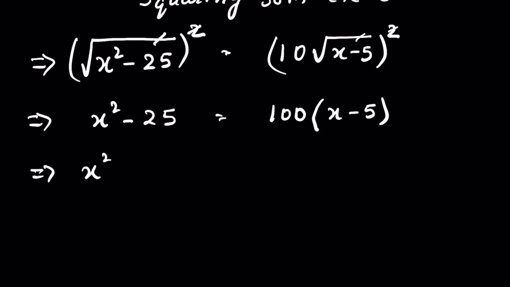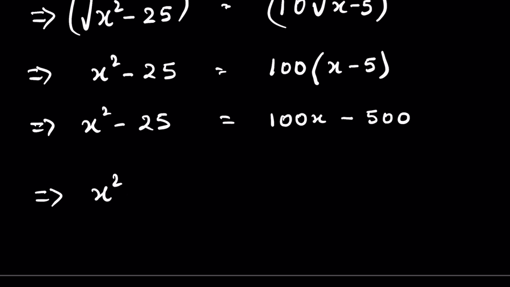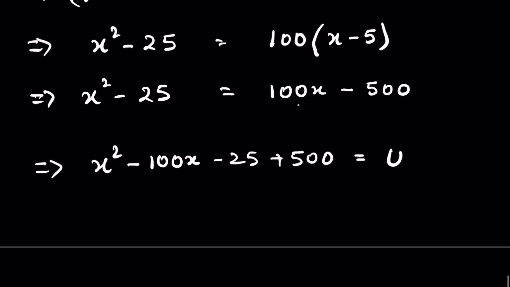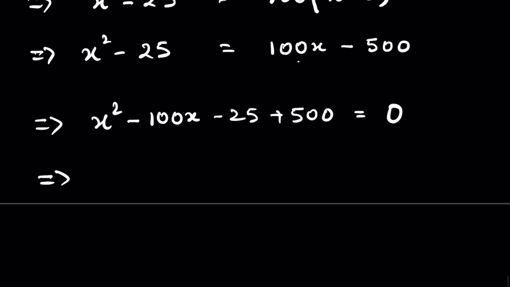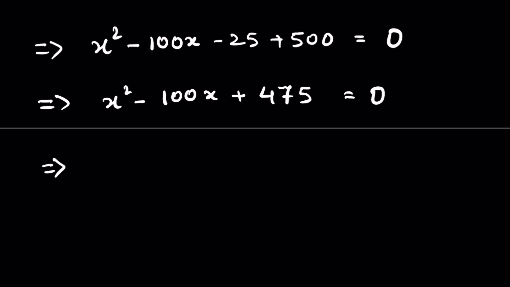Now x² − 25 is equal to 100x − 500, or we can write it as x² − 100x − 25 + 500. We send 100x − 500 to the left hand side, so the sign changed, is equal to 0, or x² − 100x + 475 is equal to 0. Now this is a quadratic equation.